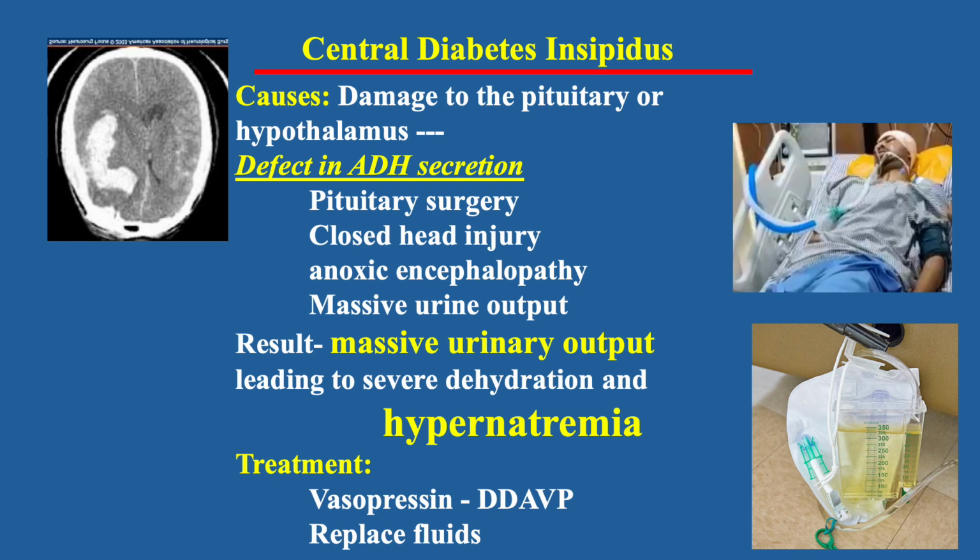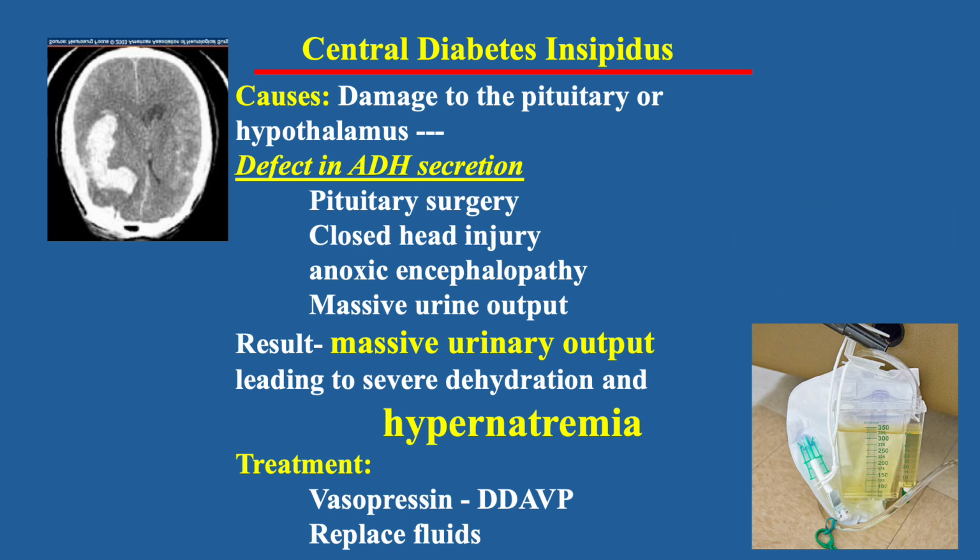Central diabetes insipidus. Central diabetes insipidus is a result of damage to the pituitary or hypothalamus, leading to a defect in ADH secretion. This results in massive urinary output, leading to severe dehydration and hypernatremia. This defect in ADH secretion can be caused by pituitary surgery, closed head injury, or anoxic encephalopathy. The treatment of central diabetes insipidus is the administration of vasopressin, DDAVP, and replacing volume.